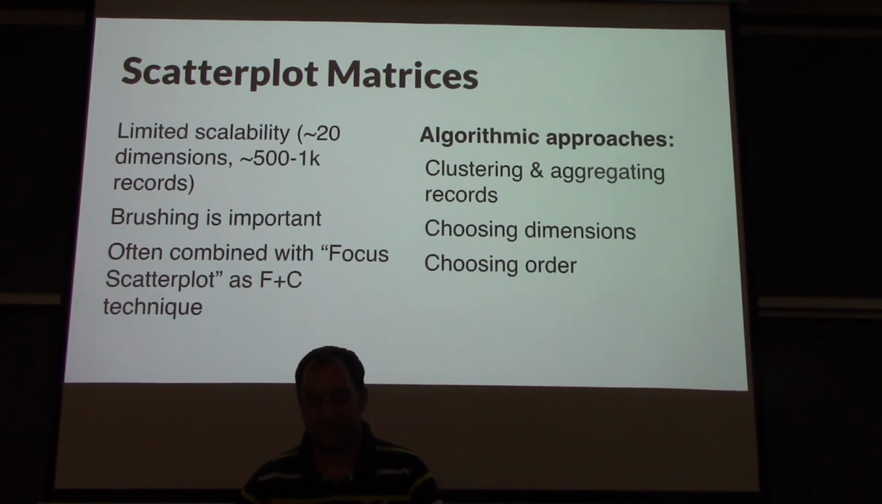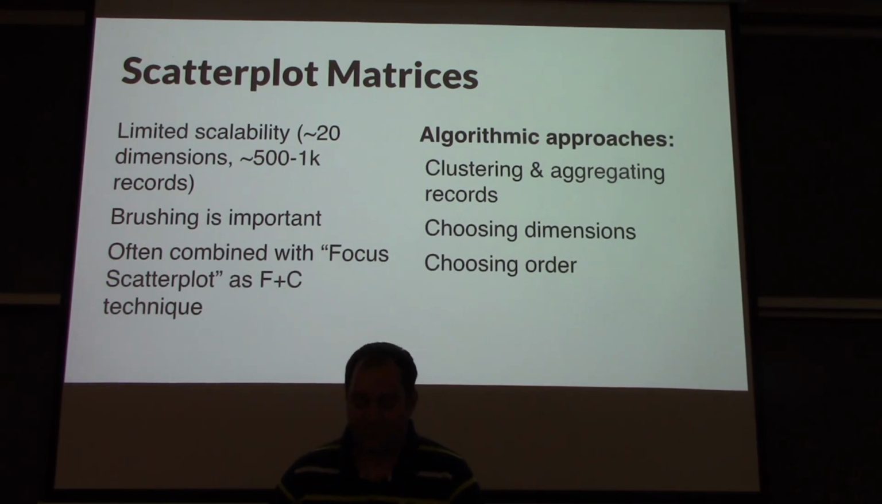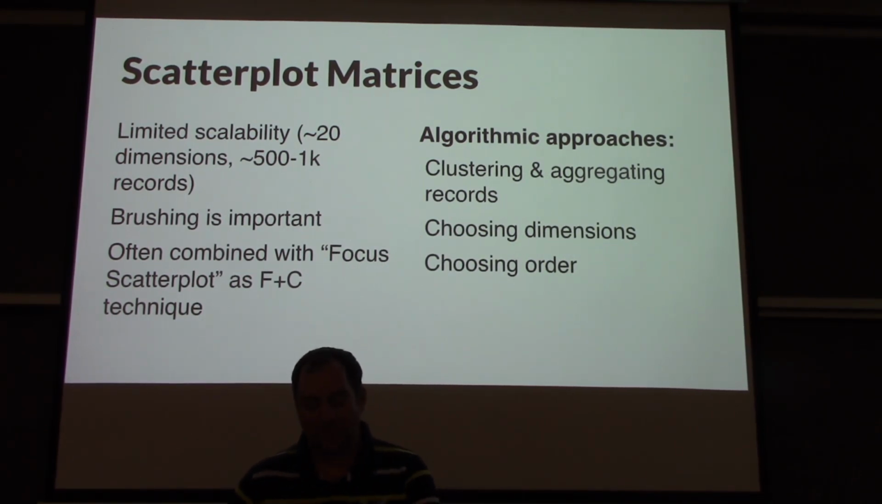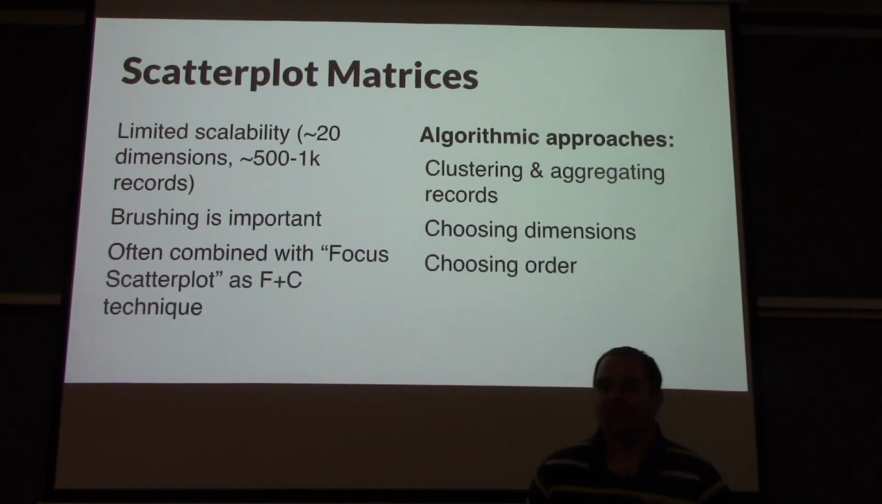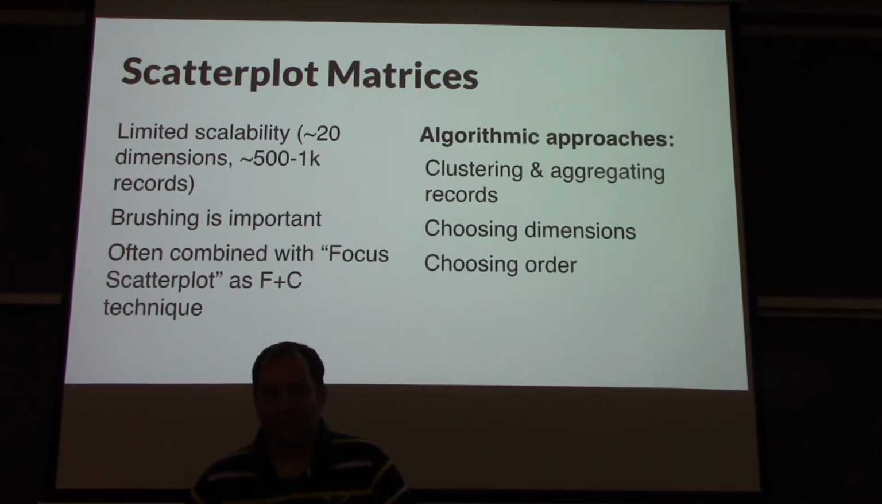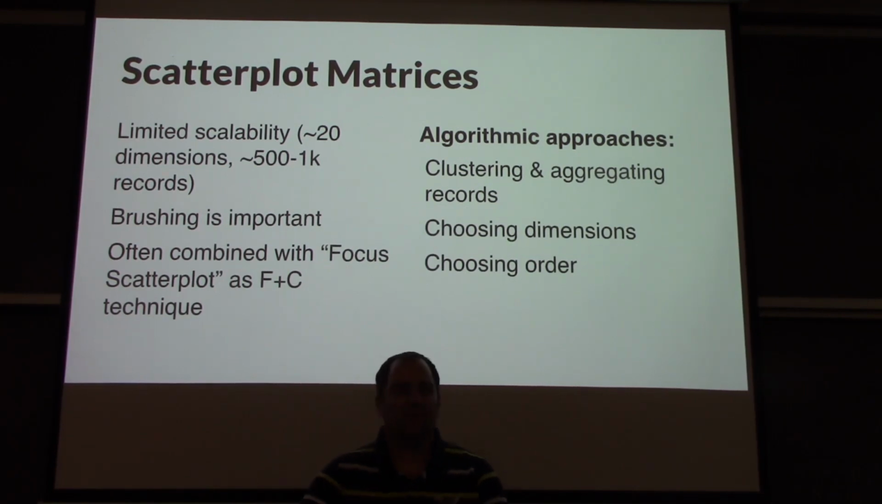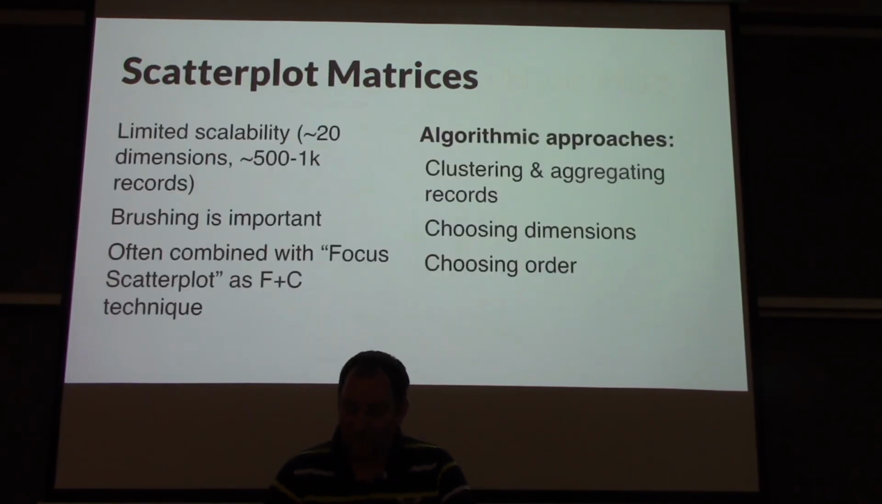I'll show you an example in a second for that. And if you want to enhance a scatter plot, you can use algorithmic approaches. For example, you can cluster or aggregate records. You can also choose the dimensions. Sometimes, if you have a very high dimensional data set, you might not care about some dimensions, right? You could run an algorithm to show you only the 10 dimensions that capture most of the variability of a data set, versus leave those out that are not that interesting. And then you can also optimize the order that you see the effects, like in which order you plot these plots. So what do I mean by limited scalability?